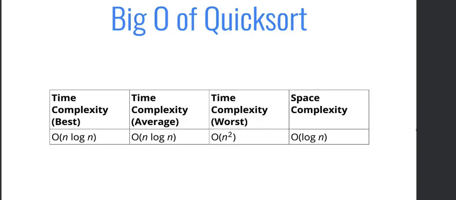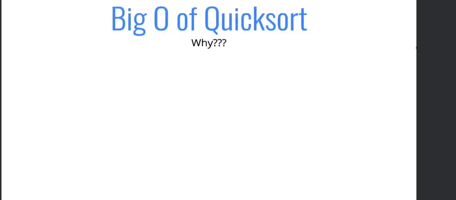Welcome back. Our last video on quicksort. We're going to talk about the time complexity and space complexity of quicksort. So first off, notice that best and average are both O(n log n), which is the same as merge sort. And if we look at the best case, for example.